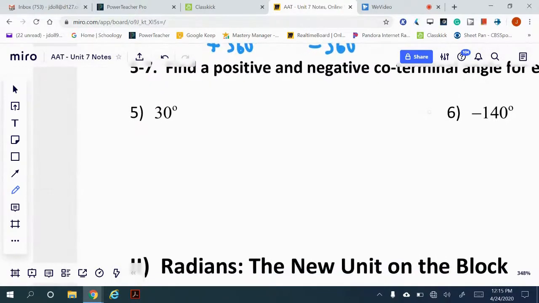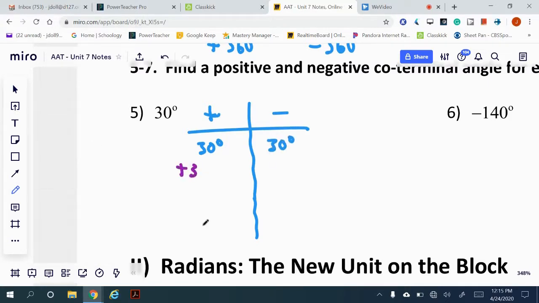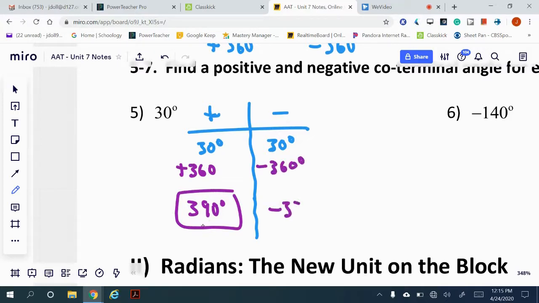All right, so let's see here, 30 degrees. If I want a positive coterminal angle, and I want a negative coterminal angle, both of these angles are going to start with 30. And so now let's add 360, and I'll get a measurement of 390. There we go. I now have a positive coterminal angle. Let's subtract 360 degrees. I get negative 330, and that is a negative coterminal angle.